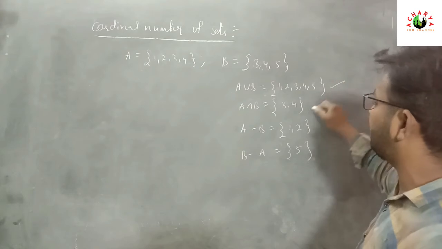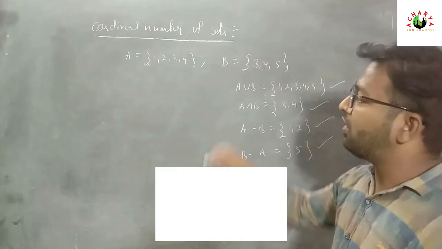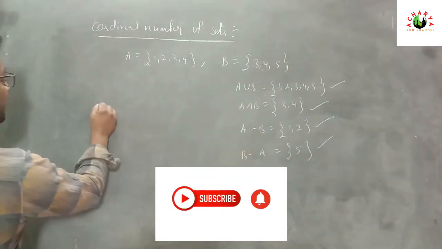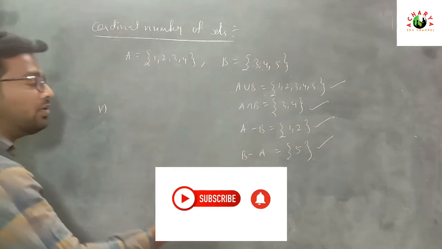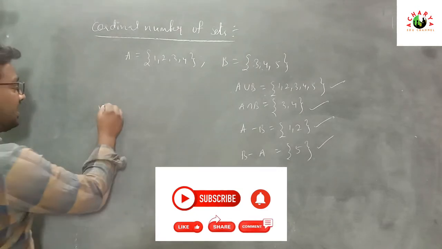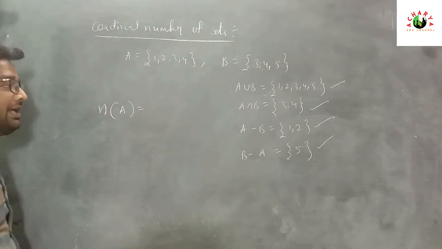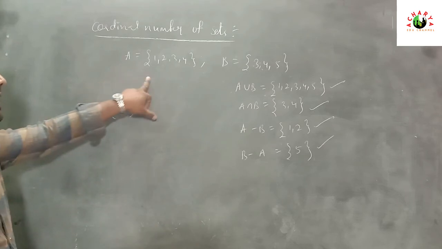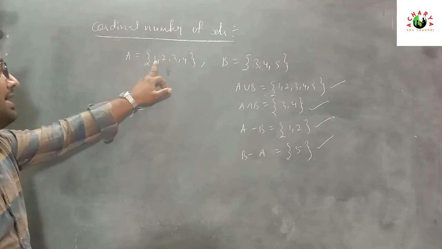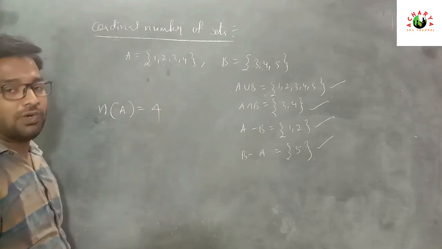So already we know A union B, A intersection B, A minus B and B minus A. Already we have discussed it. Now cardinal number of sets means we have to count the elements in the sets. That is represented by n of A. n of A means how many elements are there in the set A. Here, 1 2 3 4. So n of A is equal to 4.